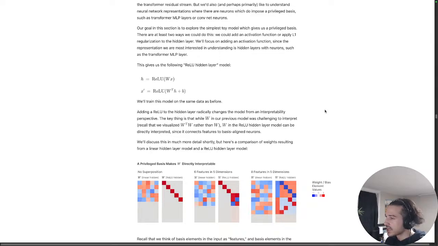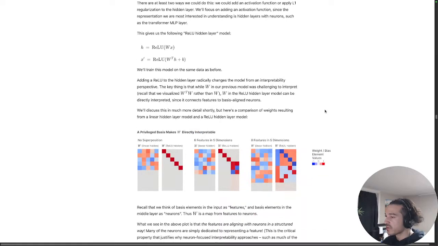Adding a ReLU to the hidden layer radically changes the model from an interpretability perspective. The key thing is that while W in our previous model was challenging to interpret, recall that we visualized W^T W rather than W, in the ReLU hidden layer model W can be directly interpreted since it connects features to basis-aligned neurons. We'll discuss this in much more detail shortly, but here's a comparison of weight results from a linear hidden layer model and a ReLU hidden layer model.